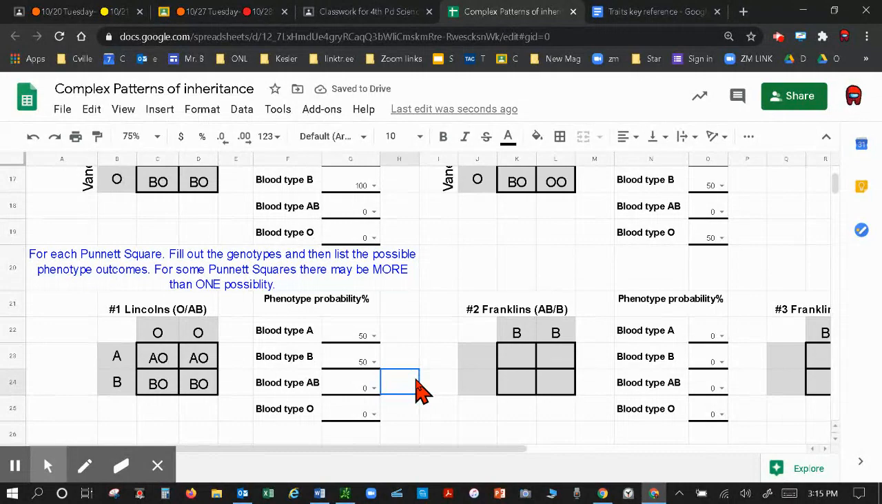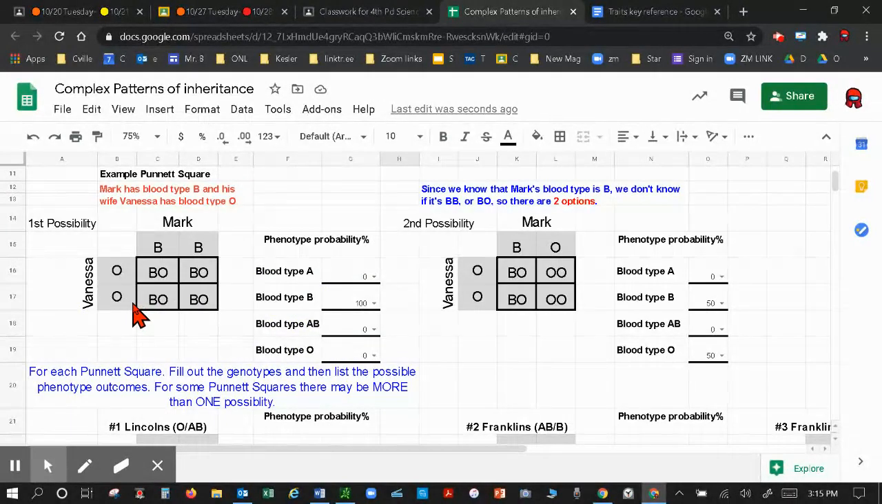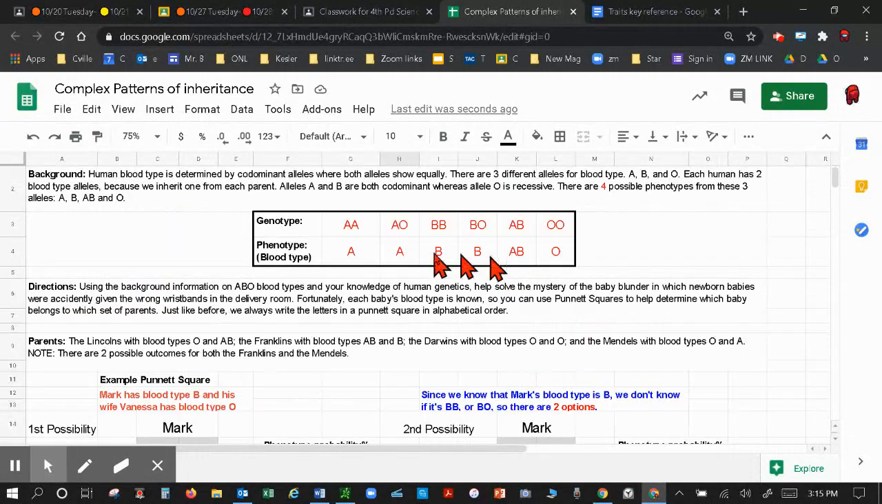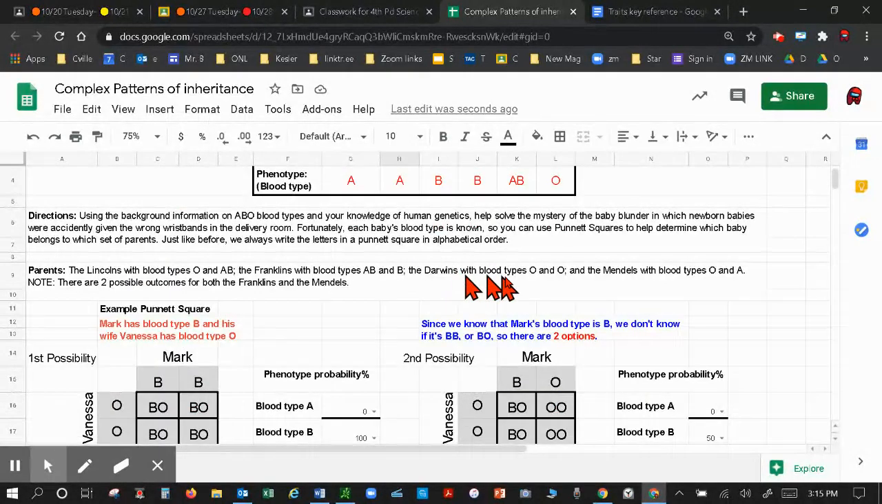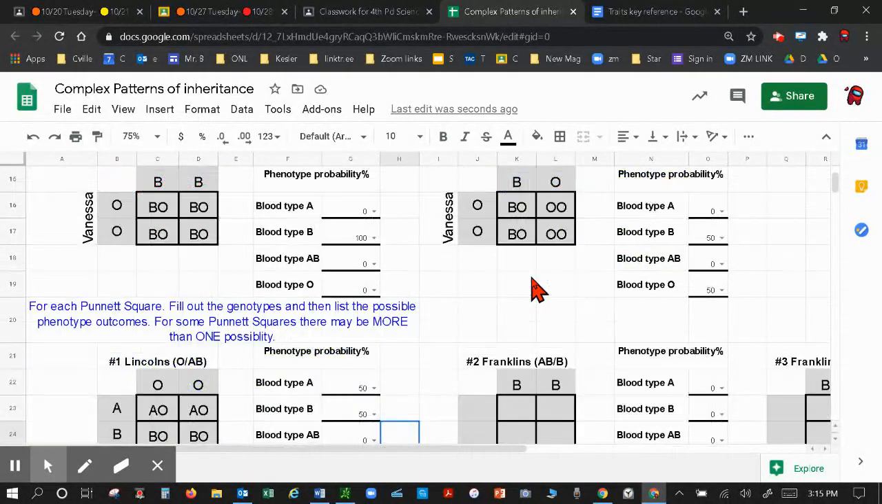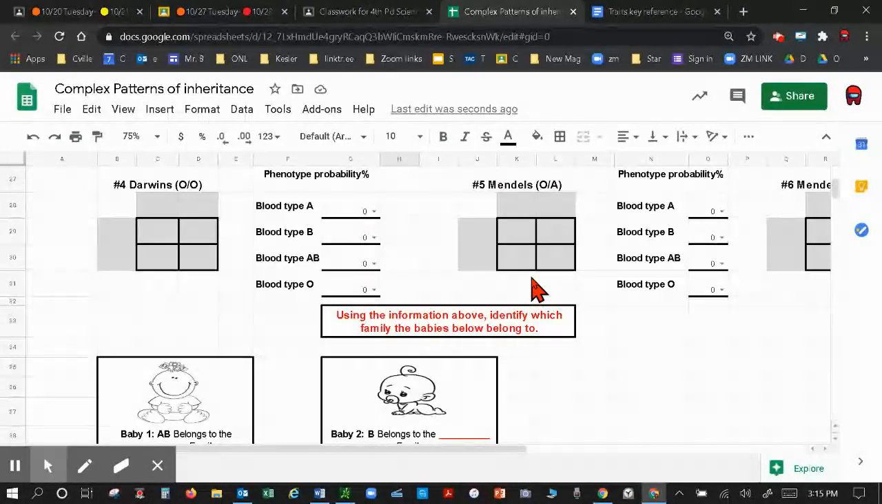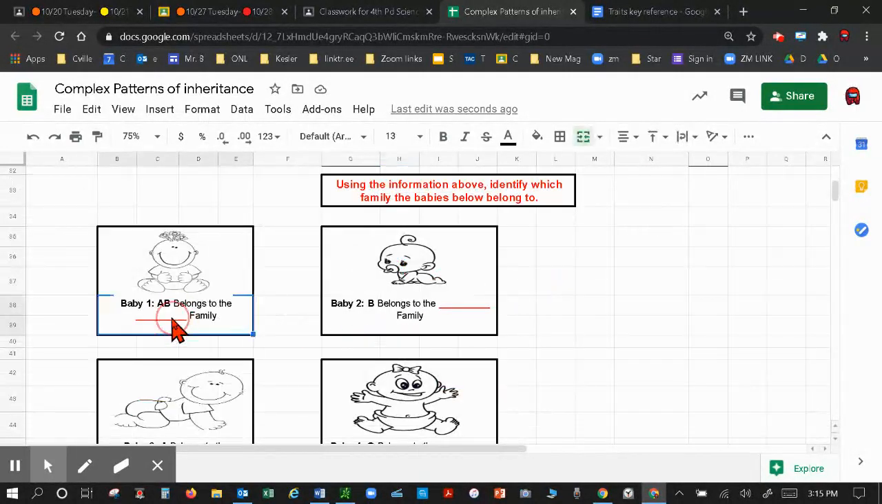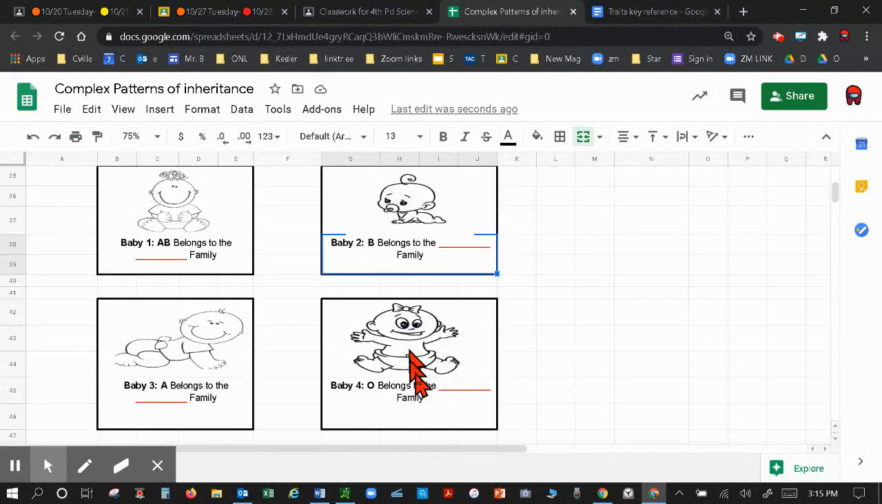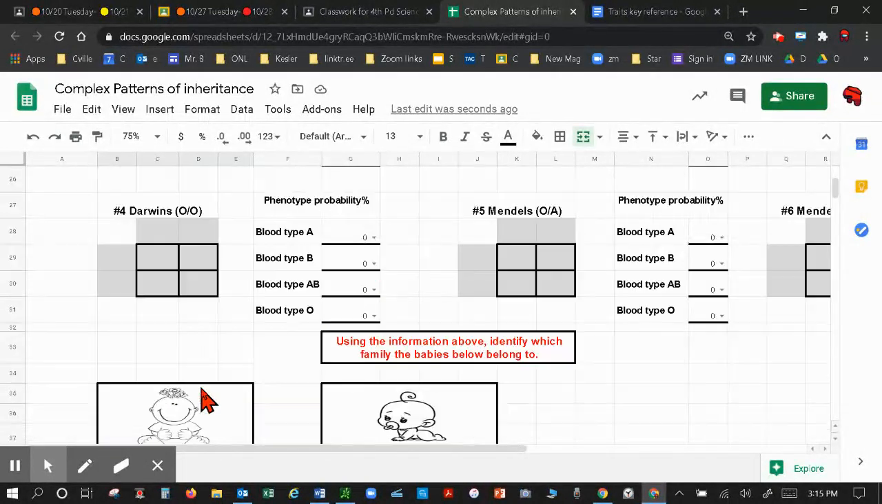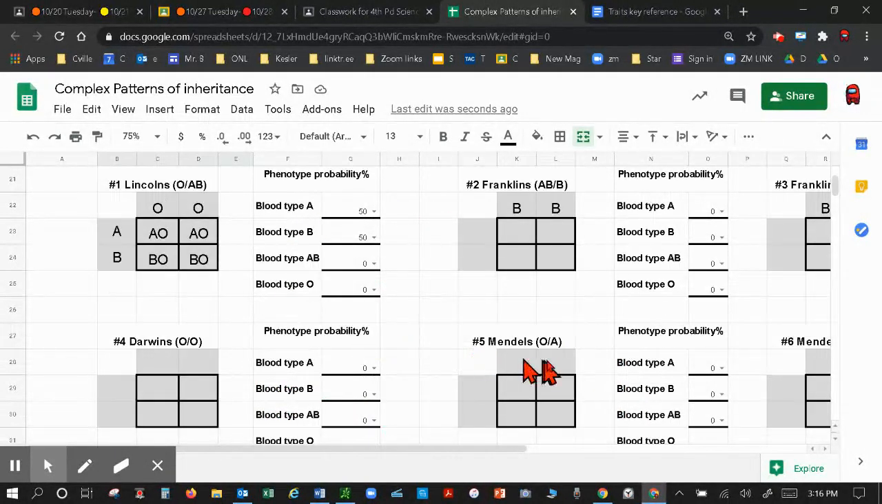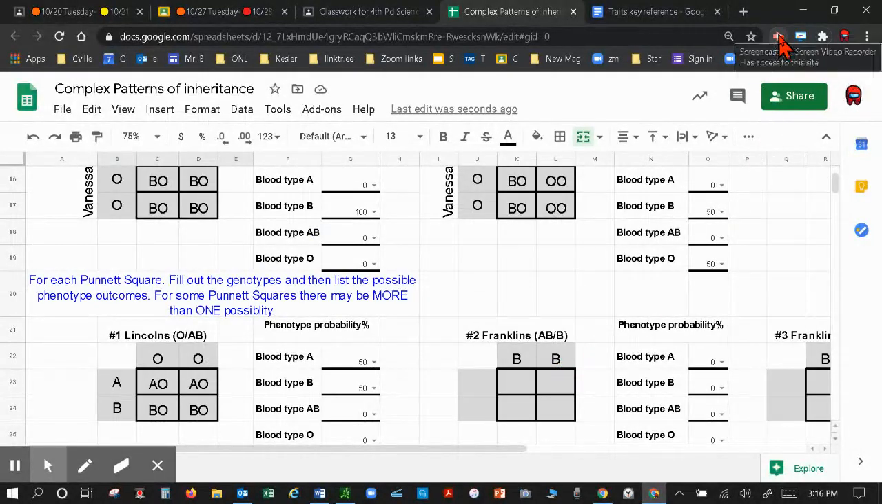So once again, look at those examples I gave you earlier. They're right up top for 1 and 2. Check over your genotypes and your phenotypes, and I think you'll find that helpful. If you have questions, let me know. Once you have the blood types down, on the very bottom, write down which family these babies belong to. As you'll see, it will indicate based on the blood types you come out with, okay? If you have questions, let me know.